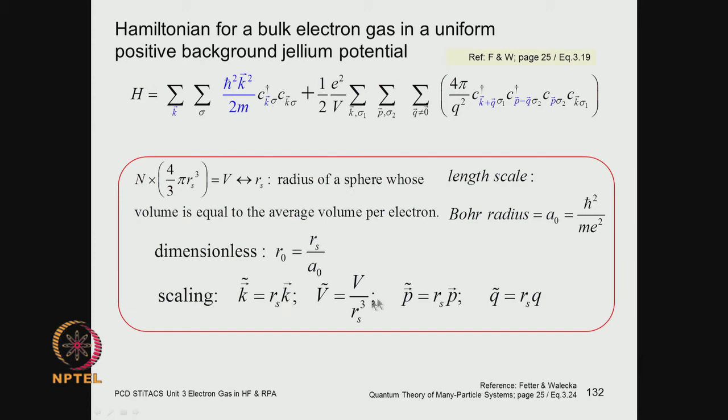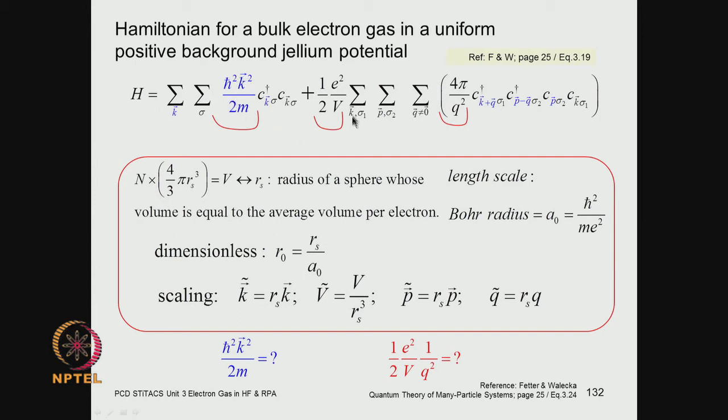This is just h cross divided by k, which will give you the momentum, and also the q, everything is scaled by the factor Rs, which is the radius of a sphere which has got an average volume occupied by a single electron. So, these are the scale variables that you introduce, and in terms of these scale variables, let us ask what is the value of h cross square k square by 2m, which is the kinetic energy.